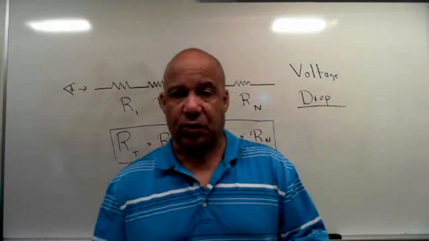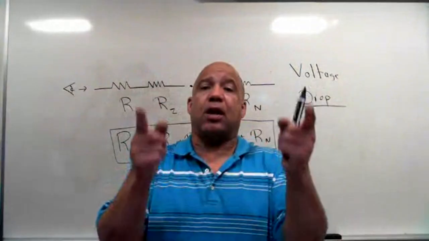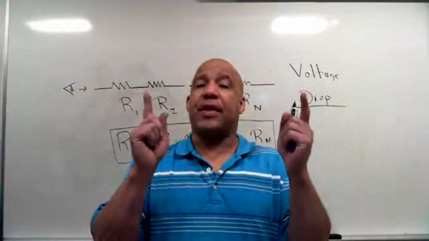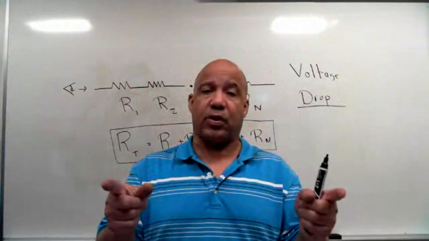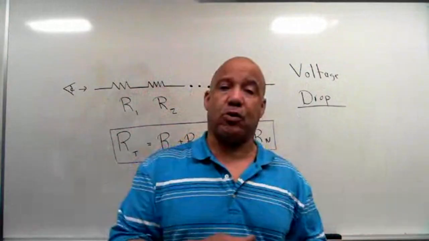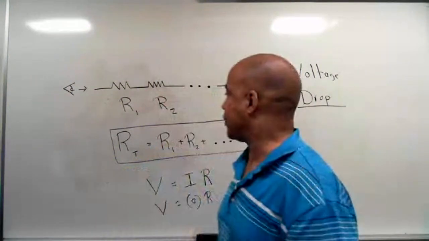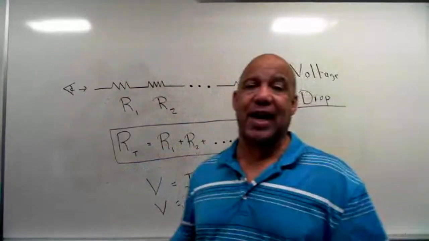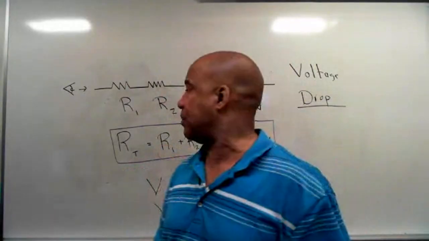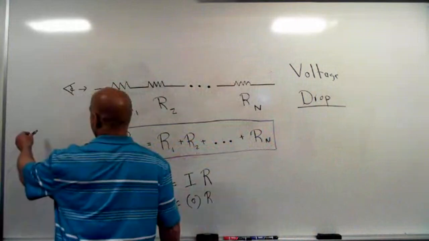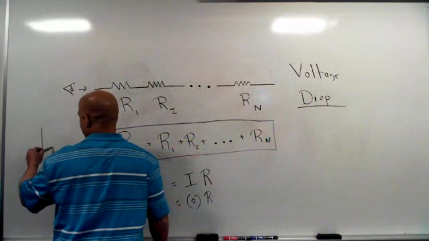When current flows through a resistor, if you take your voltmeter and put it across it, you'll read a voltage across that resistor as long as current is flowing through it. If you stop the current, the voltage drop goes away. That's not true with a voltage source. A voltage source can either have current or not have current. It'll stay the same.